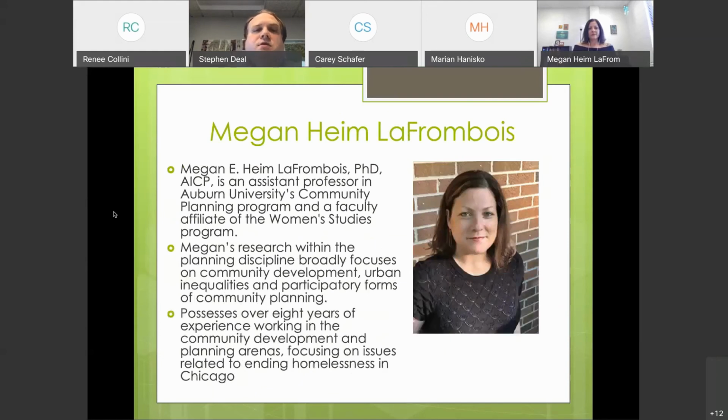Our other presenter is Megan LaFrombois. She is an assistant professor at Auburn University's Community Planning Program. Her research broadly focuses on community development, urban inequalities, and participatory forms of community planning. She has over 8 years' experience working in community development and planning arenas. She is here to present some tools for green infrastructure planning processes and how cities can optimize their strategies in the realm of green infrastructure.